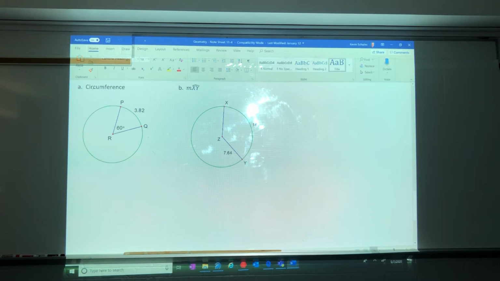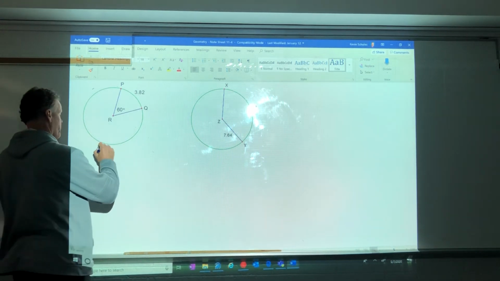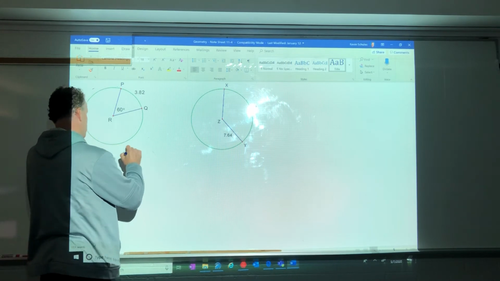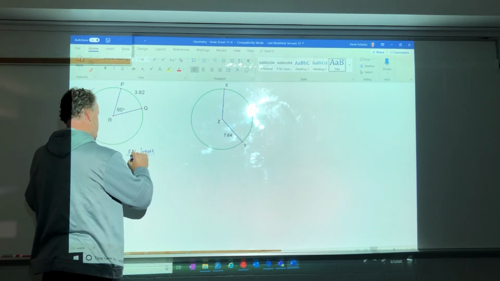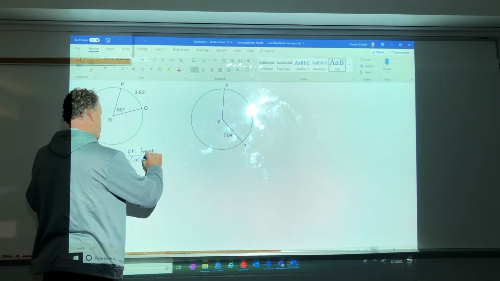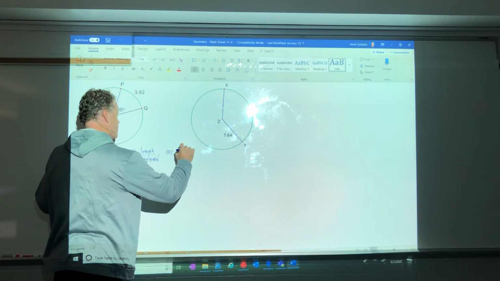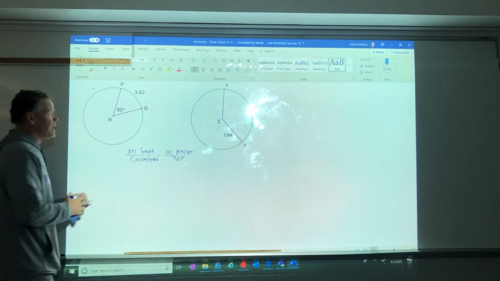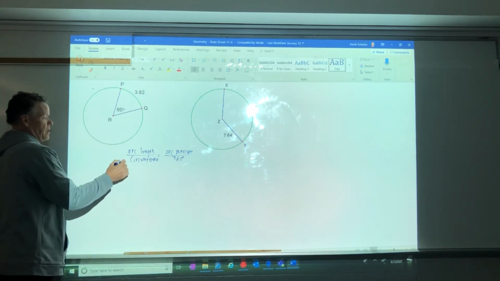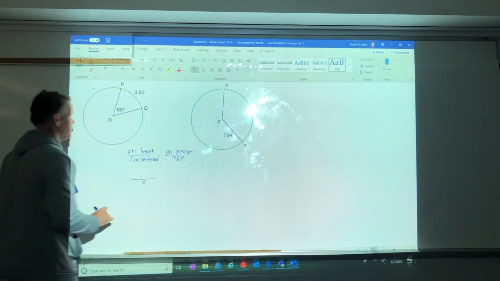For this one, they want you to find the circumference, and we know our formula is arc length over circumference equals arc measure over 360. And I think your biggest thing here is identifying everything properly. First of all, the circumference is what we're trying to find. So that's going to end up being our x, or unknown.